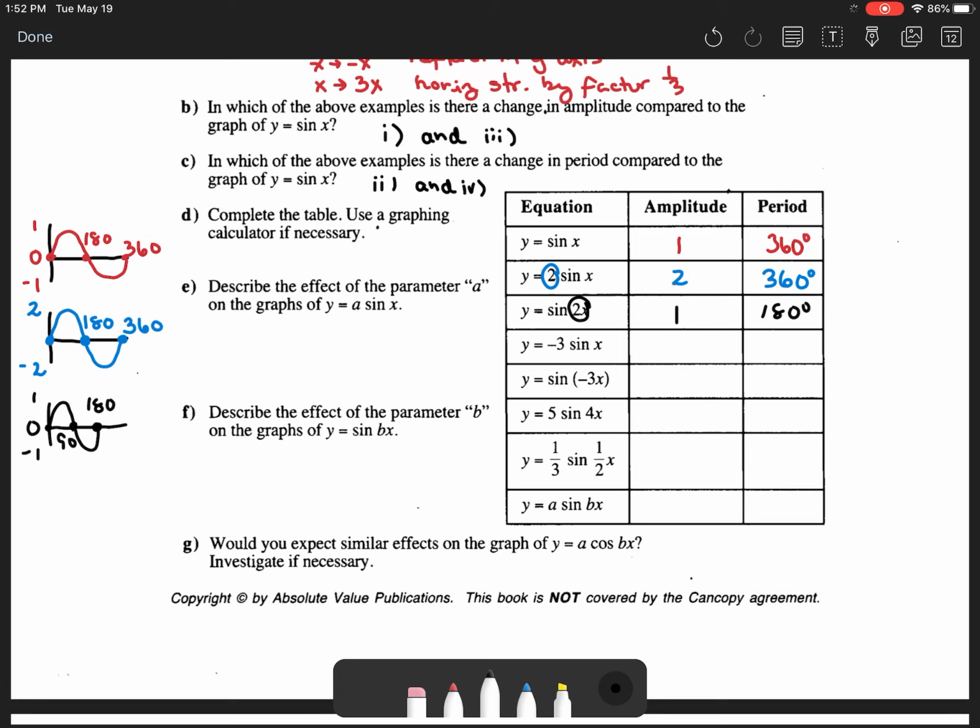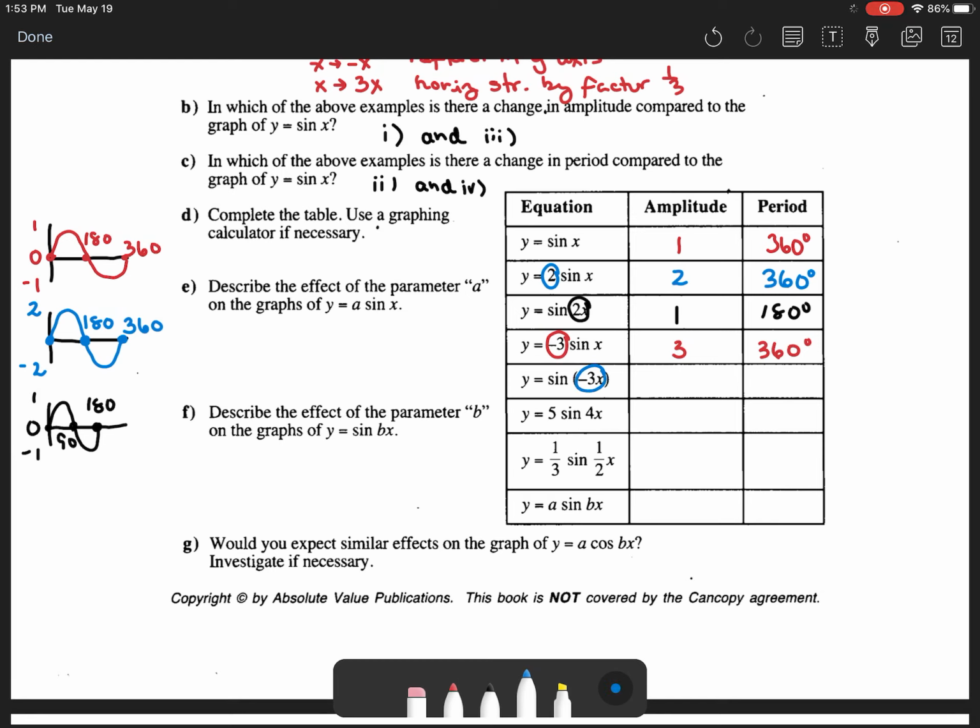Now, using those ideas, let's see if we can do the other ones without graphing it or using our graphing calculator. So -3 sine of x: there's been a reflection over the x-axis and a stretch by 3. The graph is still going to go from a max of 3 down to a minimum of -3. So max minus min divided by 2, amplitude is 3. Period length remains unchanged because there's been no horizontal stretch.